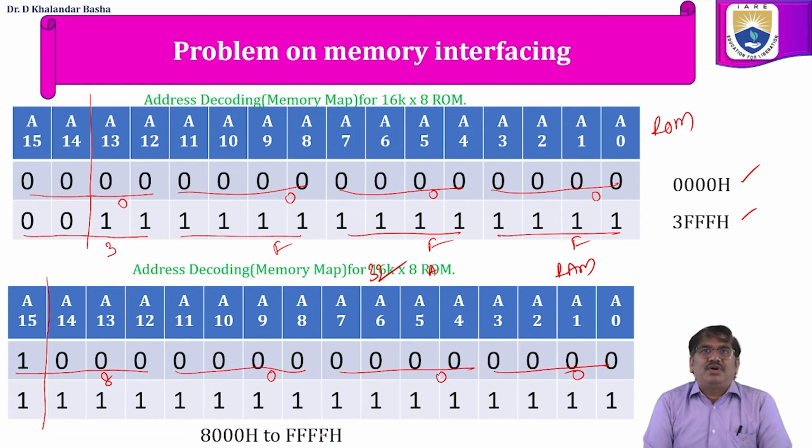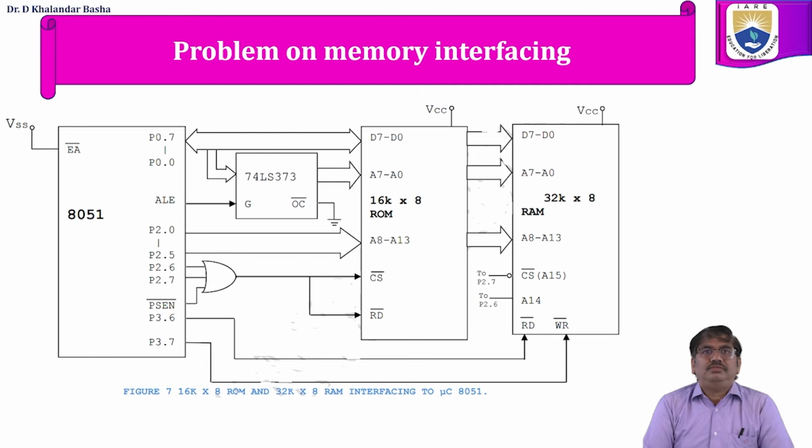So the address space for ROM is 0000H to 3FFFH, whereas for RAM, it is 8000H to FFFFH. So this is the interfacing diagram for a 16K ROM and 32K RAM.